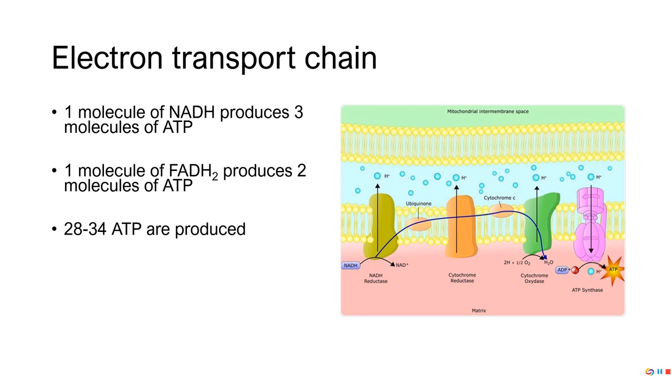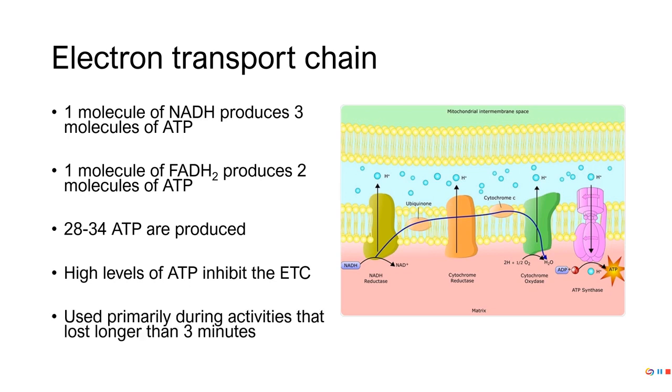Now, there isn't a rate-limiting enzyme for the electron transport chain. However, it is similar in that high levels of ATP inhibit the transport chain. So again, we've got another example of a negative feedback loop. And the electron transport chain is used for activities that last longer than 3 minutes in duration. Okay, because this is the one where we're producing lots of ATP. Glycolysis produced 2, maybe 3 ATP. Krebs cycle produced 2 ATP. The electron transport chain produces about 30.